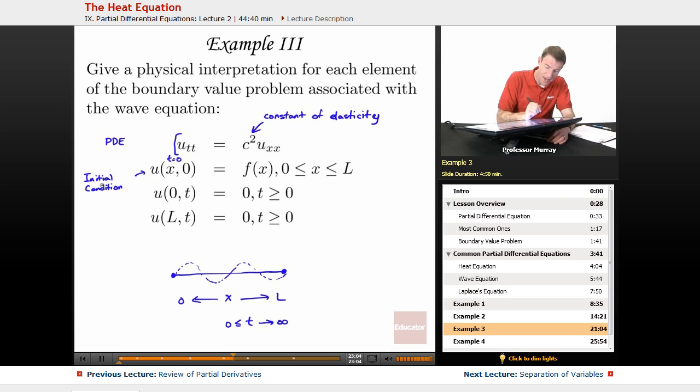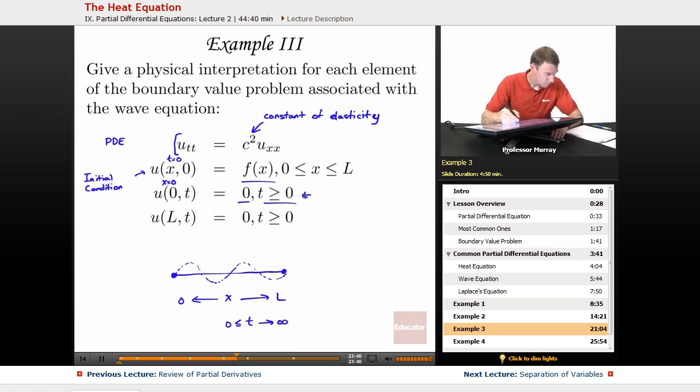And so that would measure the initial displacement of the string. Maybe if you've taken the string and you've stretched it up, you've plucked it and you're about to let it go, that f of x would tell you the position of the string at any given point at time equal to 0. So that's what that u of x, 0 is. u of 0, t means we've plugged in x equals 0, which means we're looking at the left end of the string. And if that's equal to 0, that means it's not displaced at all for all time, which means you pin down the left-hand end of the string.